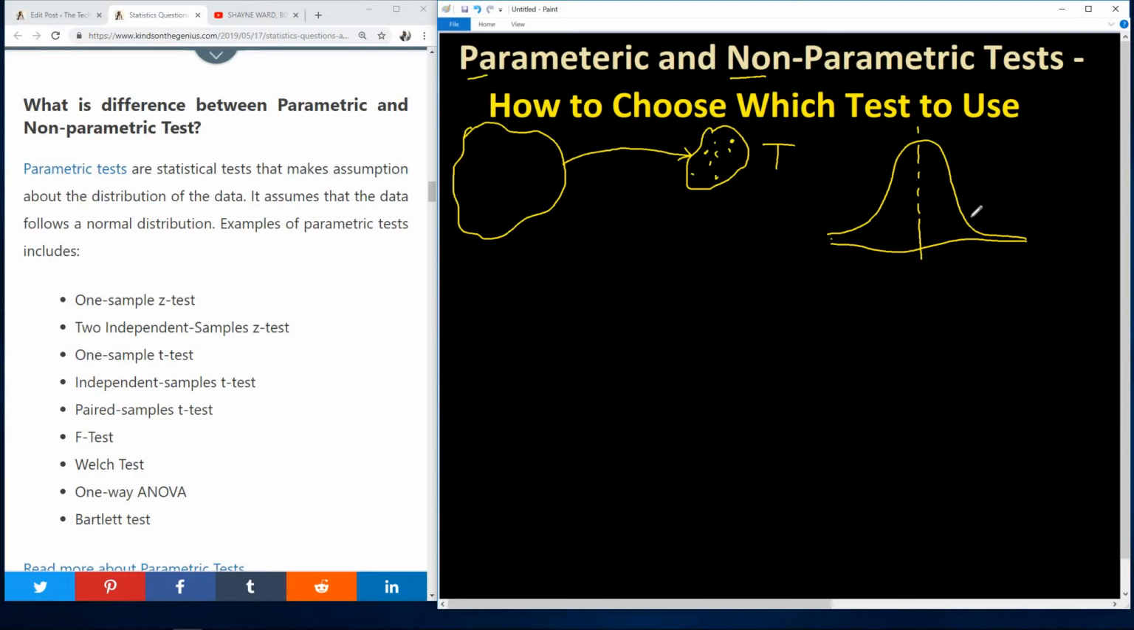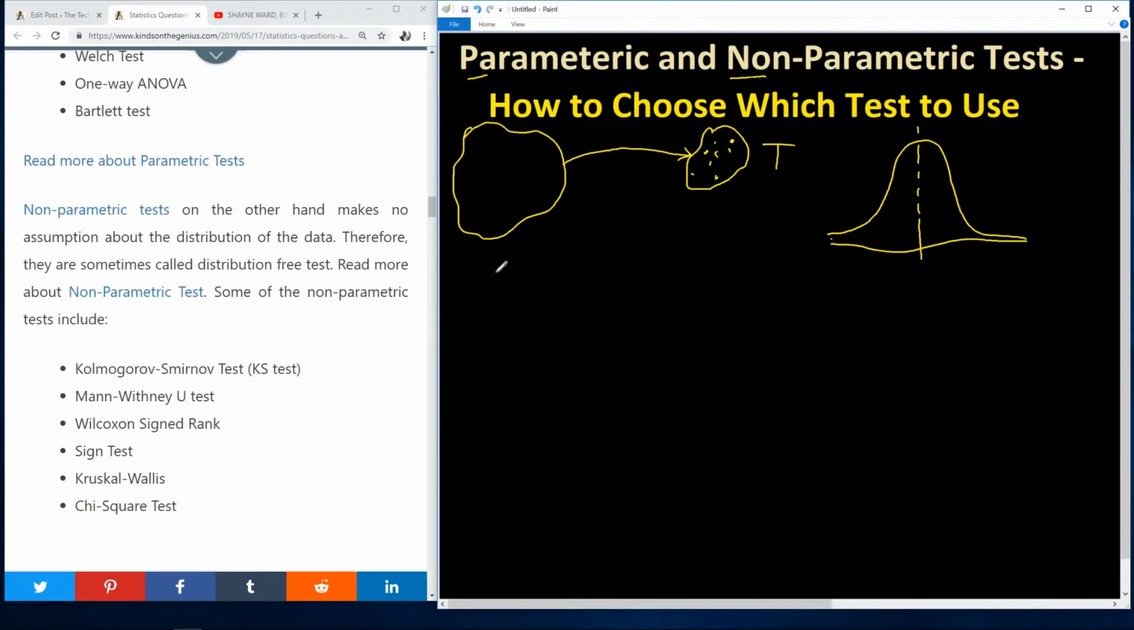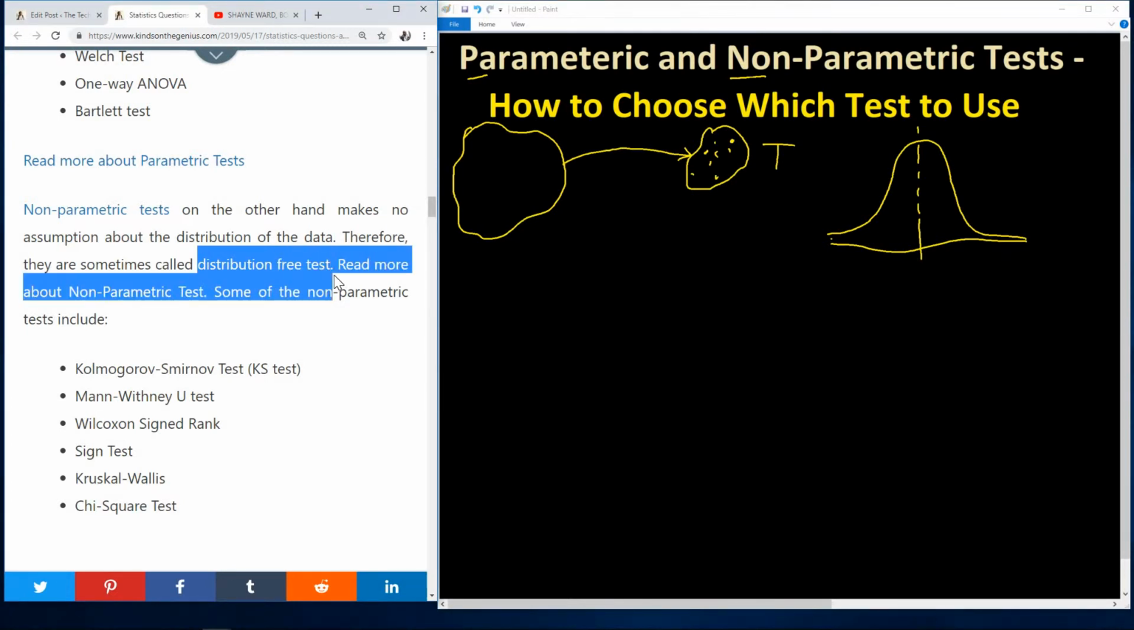Parametric tests always make an assumption, but non-parametric tests make no assumption about the distribution of the data, and that is why sometimes they are stronger tests than parametric tests. If you check, non-parametric tests are a bit more difficult to solve or to manage than parametric tests. And that's why non-parametric tests are called distribution-free tests. As you can see from here, they are called distribution-free, so you are making no assumption.